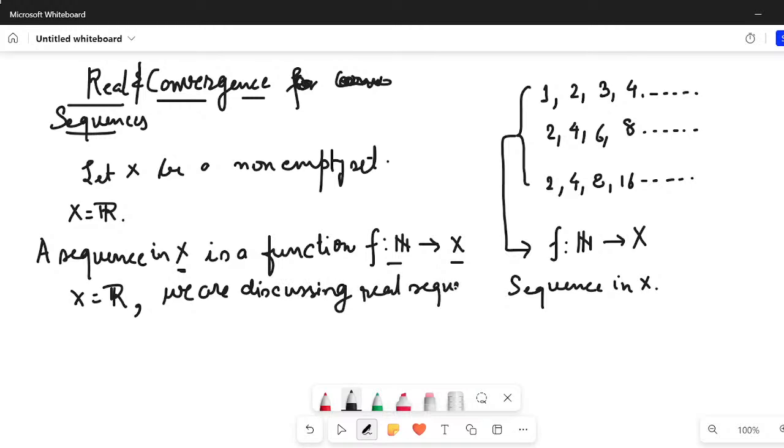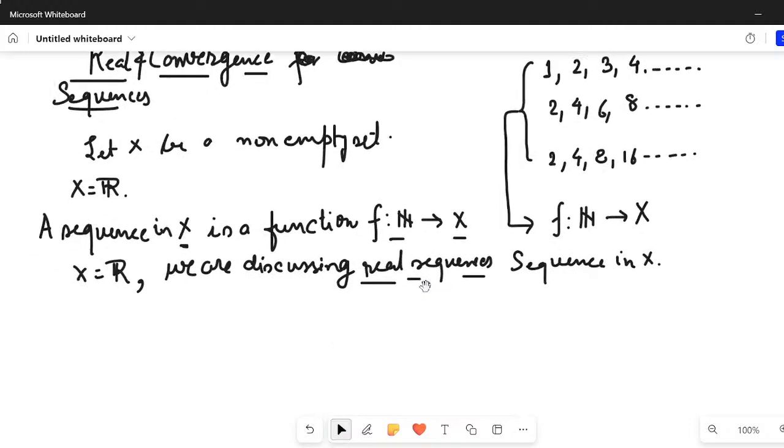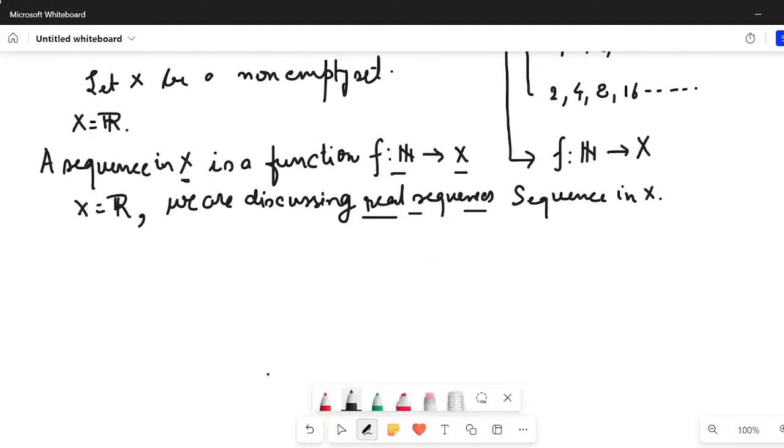Our prime focus is on seeing which of the sequences converge and which do not. This is our prime objective of studying sequences: which sequences converge and which sequences don't converge. Let us take a few examples and then jump directly to the things.